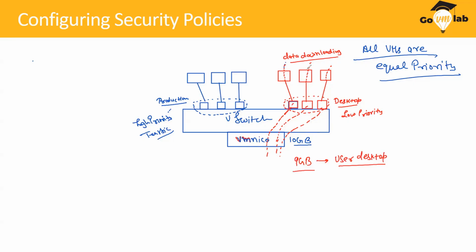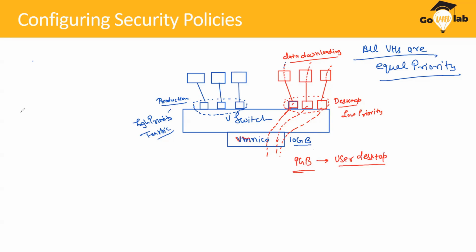So the virtual switch is doing its job. The virtual switch's job is, any packet request that is coming, I will forward to the uplink because the packet has to go out. And I don't have any filtration, any mechanism where I can control this bandwidth consumption for my user desktops because I treat everyone equally. So that is why they are consuming 9 GB.